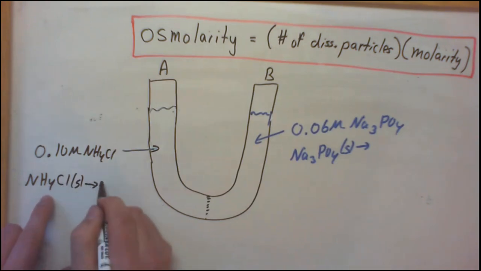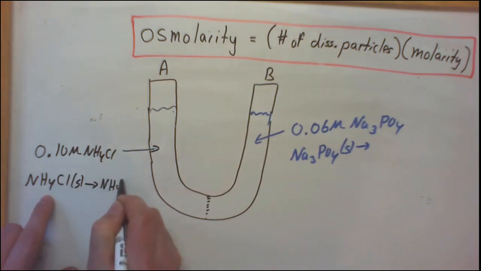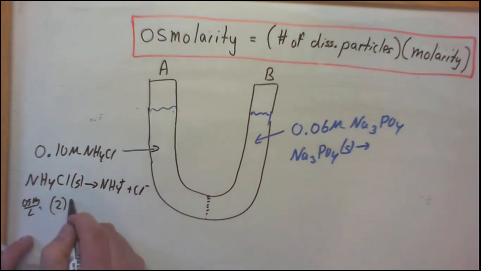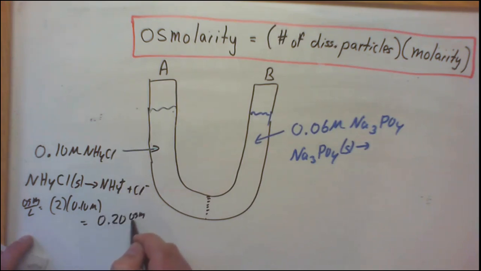So for ammonium chloride, we break apart into two ions, ammonium and chloride. So its osmolarity will be 2 times its molarity. That gives us an osmolarity of 0.2 osmoles per liter of ammonium chloride. So that's what's inside A.